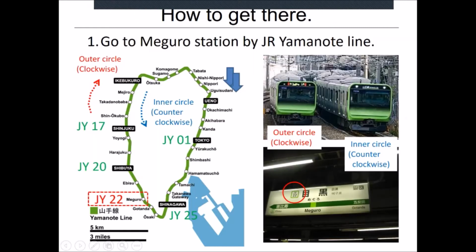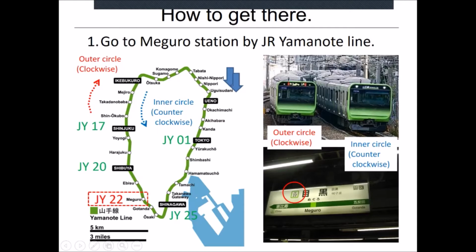This is how to get to the Happoen. This is the map route of the Yamanote line. There are two lines in the Yamanote line. One is the inner circle. It runs counterclockwise, like a blue dotted arrow. The other is the outer circle. It goes in a clockwise direction. In order to go to Happoen, you have to get off at Meguro station.